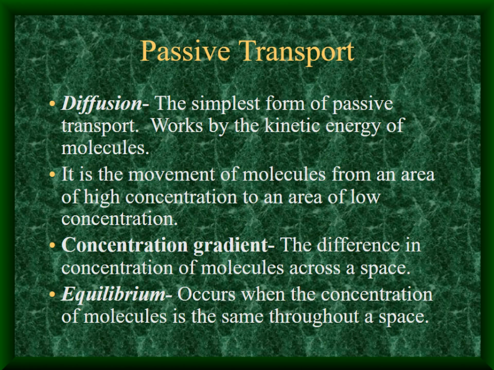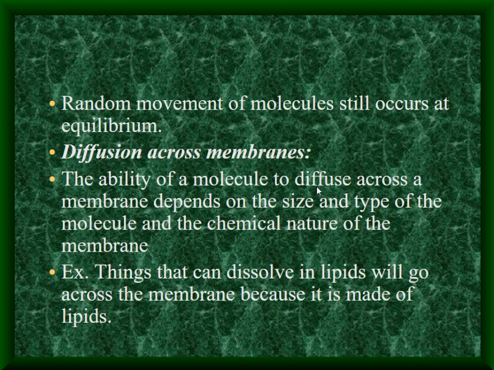Concentration gradient is the difference between the concentration of molecules across the space. Equilibrium, of course, is when the concentration of molecules is the same throughout the space. So our goal in transport is equilibrium. Diffusion happens across membranes. The ability of a molecule to diffuse across the membrane depends on the size and type of molecule and the chemical nature of that membrane.